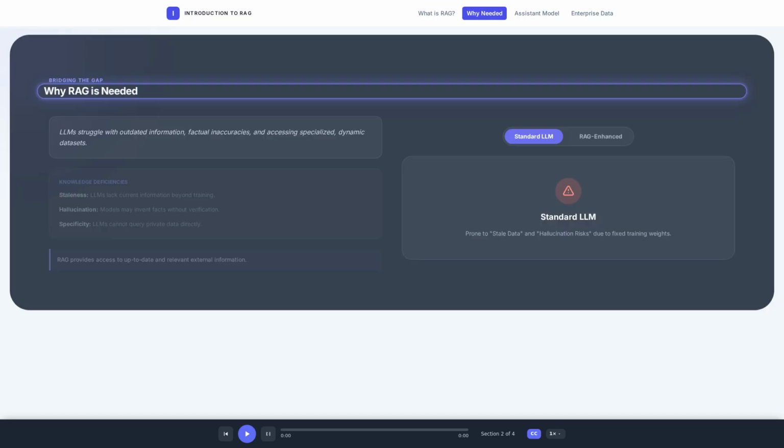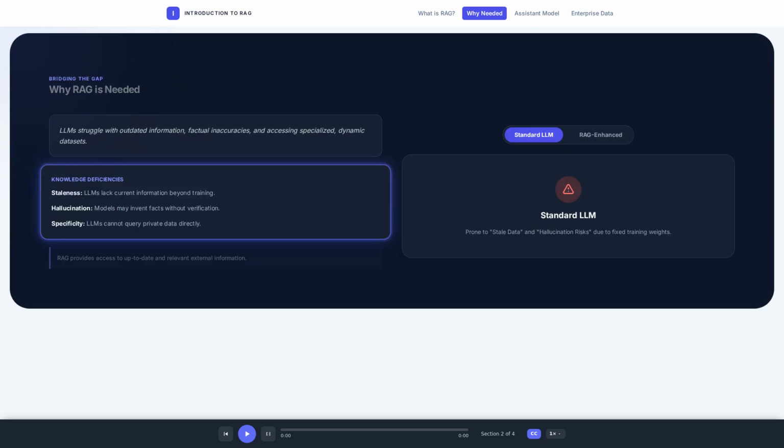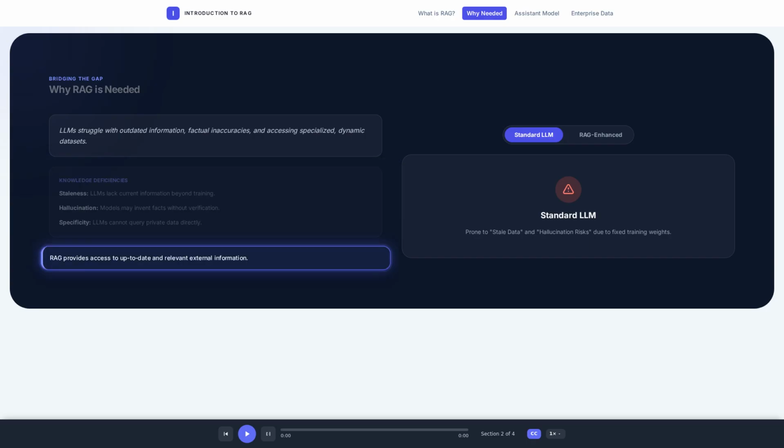Now that we understand what RAG is conceptually, let's explore the specific reasons why it's become so essential for leveraging LLMs effectively. LLMs, by themselves, suffer from several critical knowledge deficiencies. Their training data has a staleness problem, meaning they lack up to the minute information. This can lead to what's known as hallucination, where the model invents facts because it lacks external verification or current data. Furthermore, LLMs cannot natively query private, specialized, or rapidly evolving datasets. They are cut off from this vital, dynamic information. This is precisely why RAG is needed.